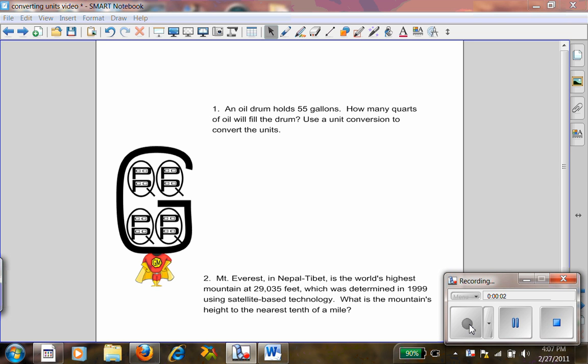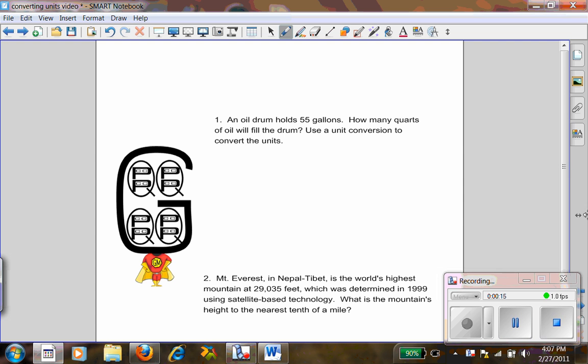Okay, now we're going to take the idea of good old Mr. 1 and start applying it to converting units. So, first thing you need to know is what a unit conversion is. A unit conversion. Basically, it's a fancy Mr. 1. For example, I could say 1 foot is the same as 12 inches.